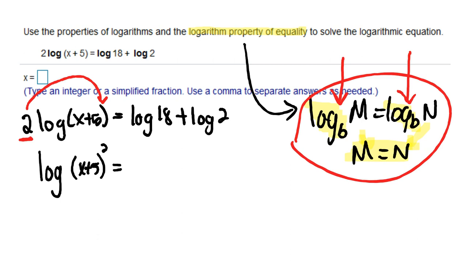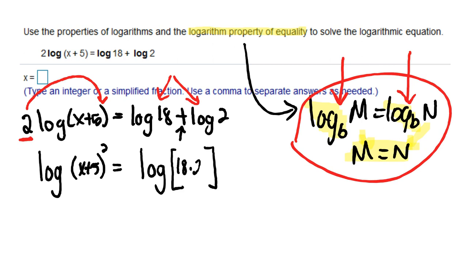On the right-hand side, you can see that I have 2 logs instead of a single log. So I'm going to condense. I'm allowed to condense because they have the same base. And when I condense, I'm going to either use multiplication or division, and I'm going to use multiplication because of that plus sign. So I'll use 18 times 2.